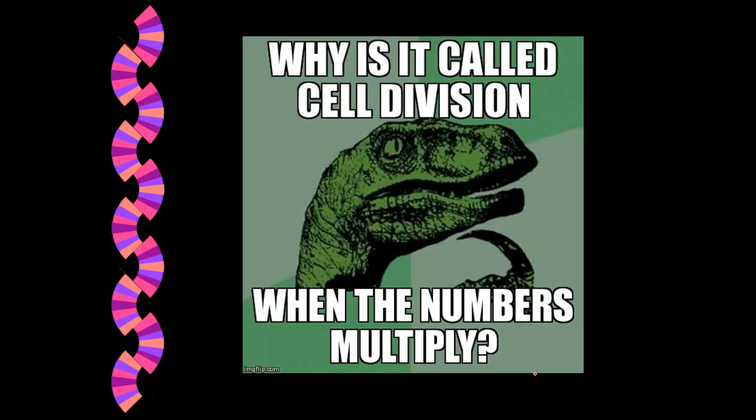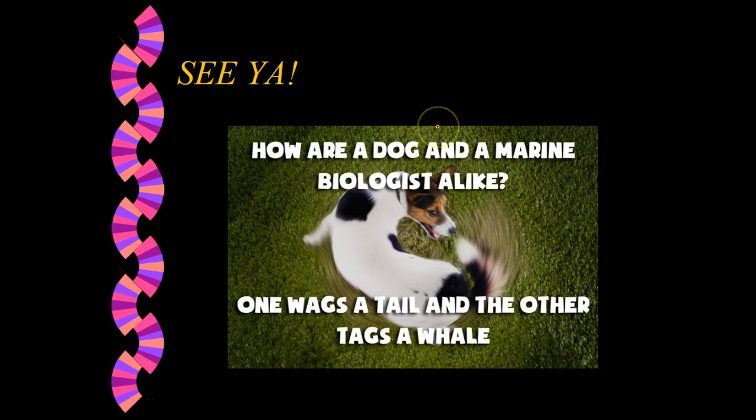Have you ever wondered why it's called cell division when the numbers multiply? We keep talking about one cell becoming 2, and 2 cells becoming 4, and 4 cells becoming 8, and 8 cells becoming 16, and 16 becoming 32. So why are we multiplying when it's called cell division? I don't know. You tell me. Anywho, this joke has nothing to do with mitosis, but I thought it was pretty funny. And so, how are a dog and a marine biologist alike? One wags a tail and the other tags a whale.